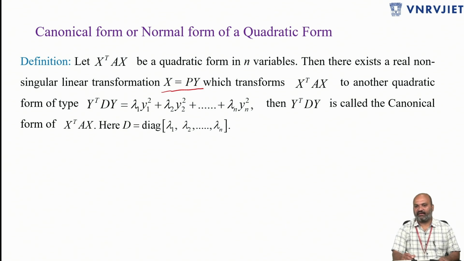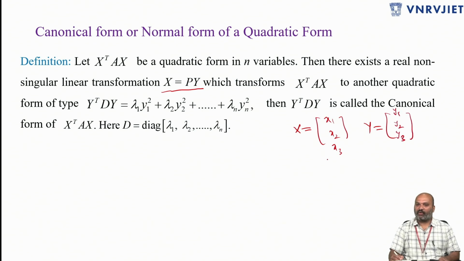You studied this transformation in the second unit. Here y is another set of variables, say y1, y2, y3. I'll explain this with 3 variables. Suppose x is a vector with variables x1, x2 and x3, and y is another variable vector with y1, y2 and y3. A quadratic form in x1, x2, x3 is given. If you consider a transformation x is equal to P into y.